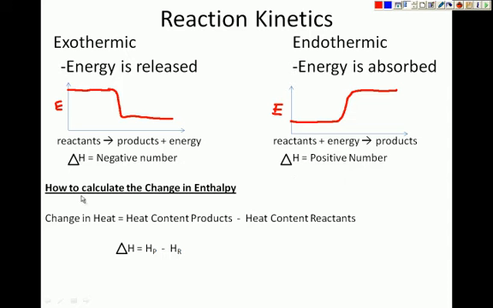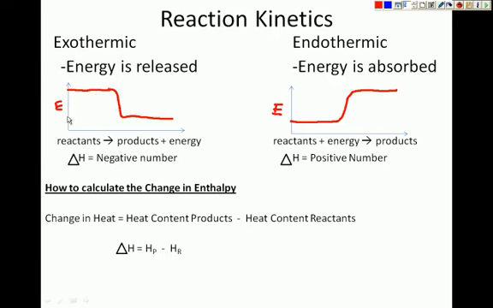So, how to calculate the change in enthalpy? Well, the change in heat is going to equal the heat contents of the products minus the heat contents of the reactants. So again, change in enthalpy is equal to the heat content of the products minus the heat content of the reactants. So for here, we see that this number, whatever it is going to be equal to on the y-axis here, is going to be here, and this number is going to be way over here.